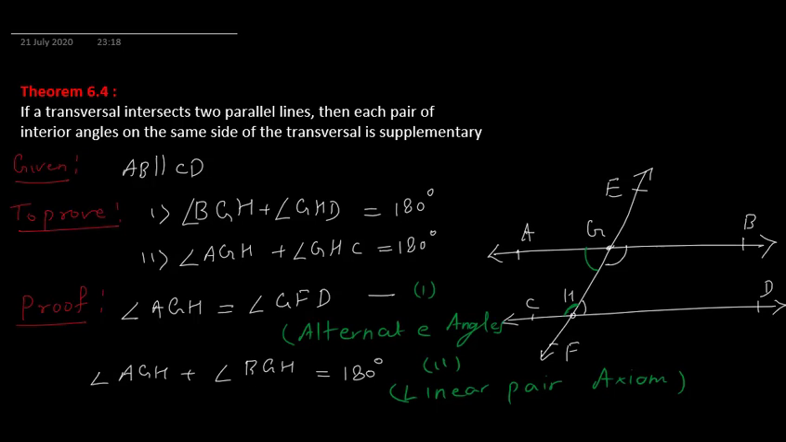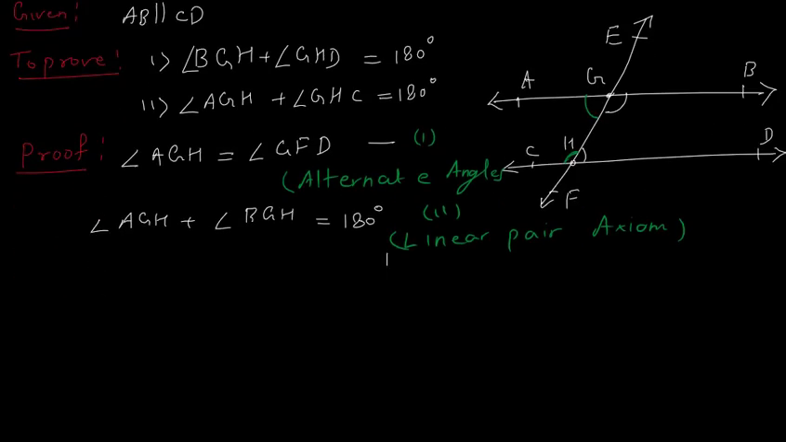Therefore their addition is 180 degree. Now sum of these two angles is 180 degree, and here AGH is equal to GFD. So from 1 and 2, I will replace this AGH with GFD in this second equation. So I have angle GFD. In place of AGH I am writing GFD because from 1 we have proved that they are equal.